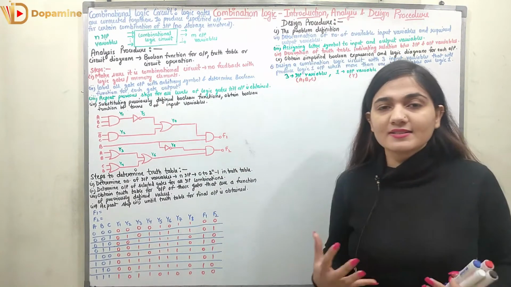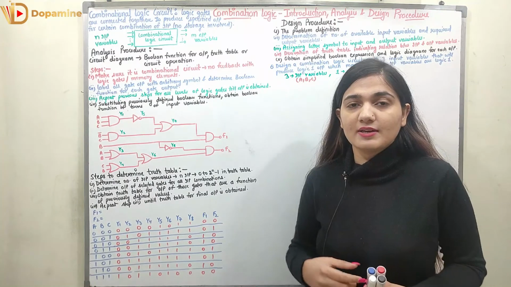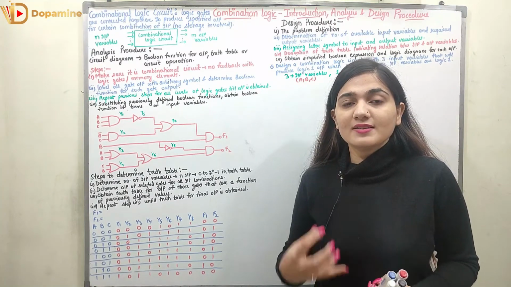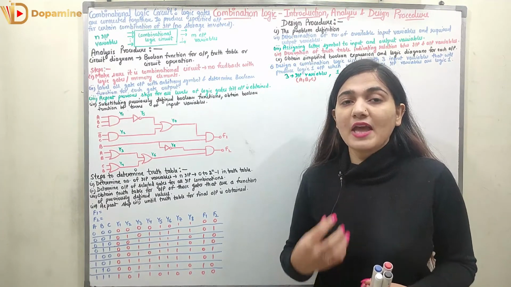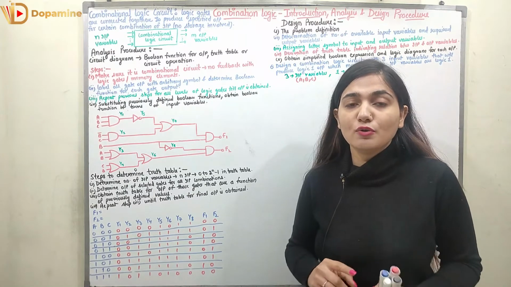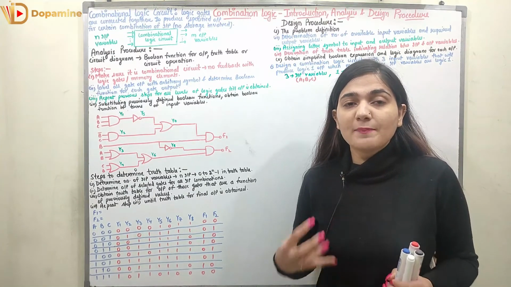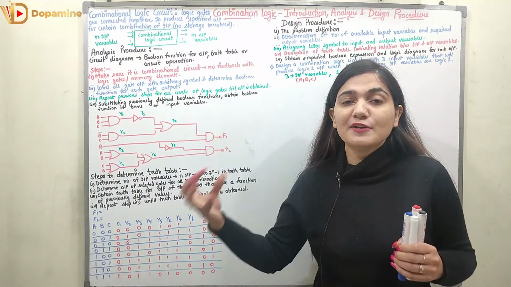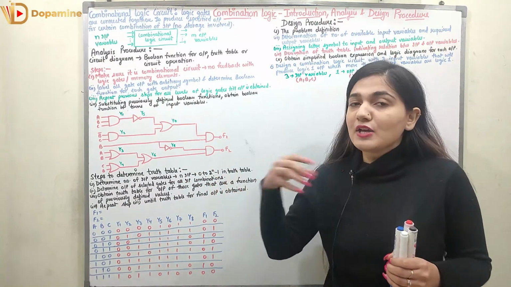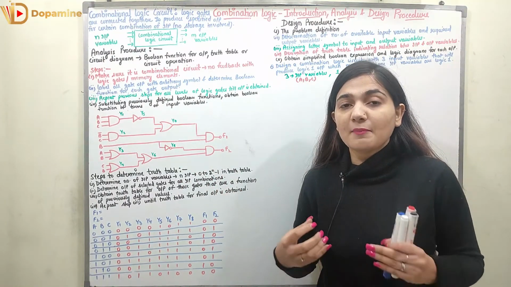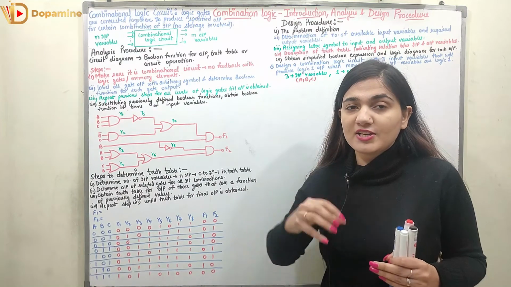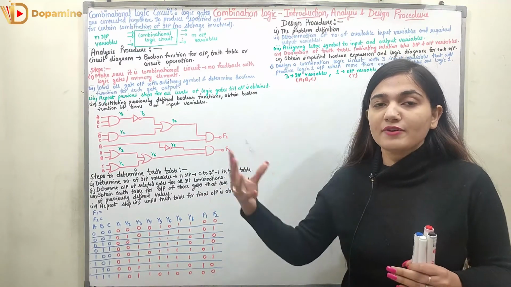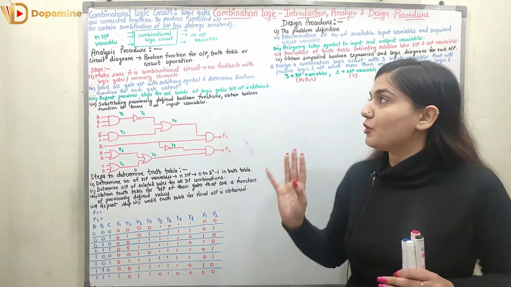First of all, let's discuss what is a combinational circuit. A combinational circuit is a circuit which is not having any memory, which cannot store any bits. The output depends upon the present state of inputs only, right? So the output is not dependent upon the previous input. It just depends upon the present input. Whatever you have as the input, the output is dependent upon that only.